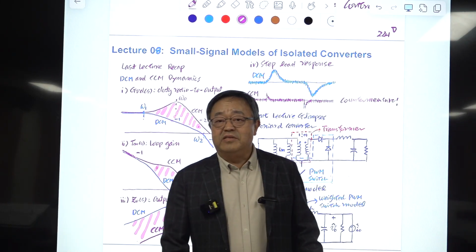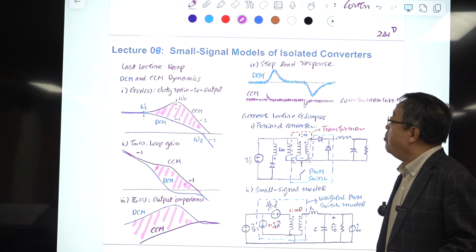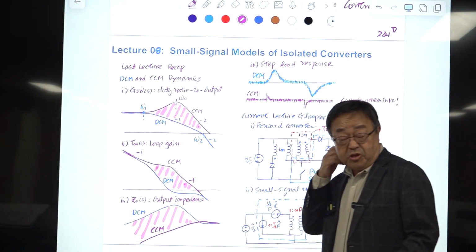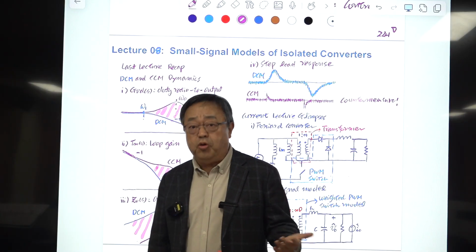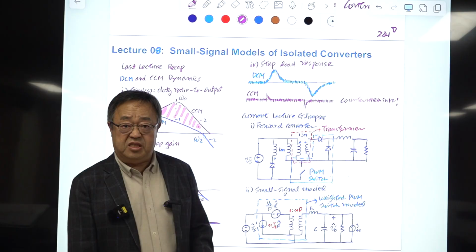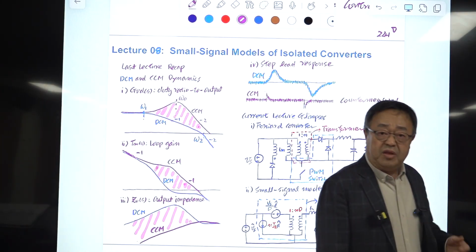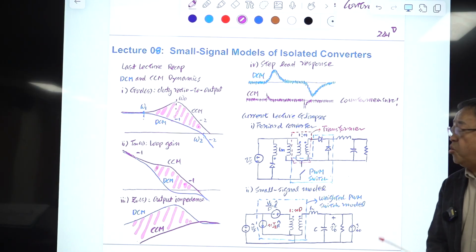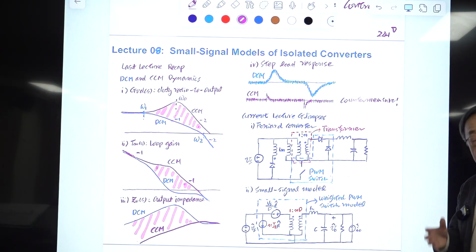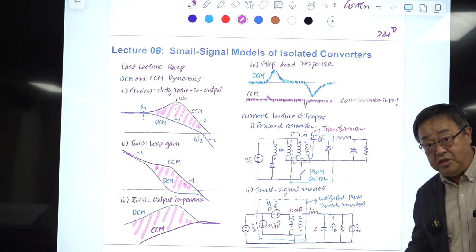Hi. In the previous lectures of topic number 8, we covered the small signal model of all the non-isolated PWM converters operating in CCM and DCM, but we need to extend that result to the isolated converters, the PWM converters where the transformer is inserted for galvanic isolation and other purposes.